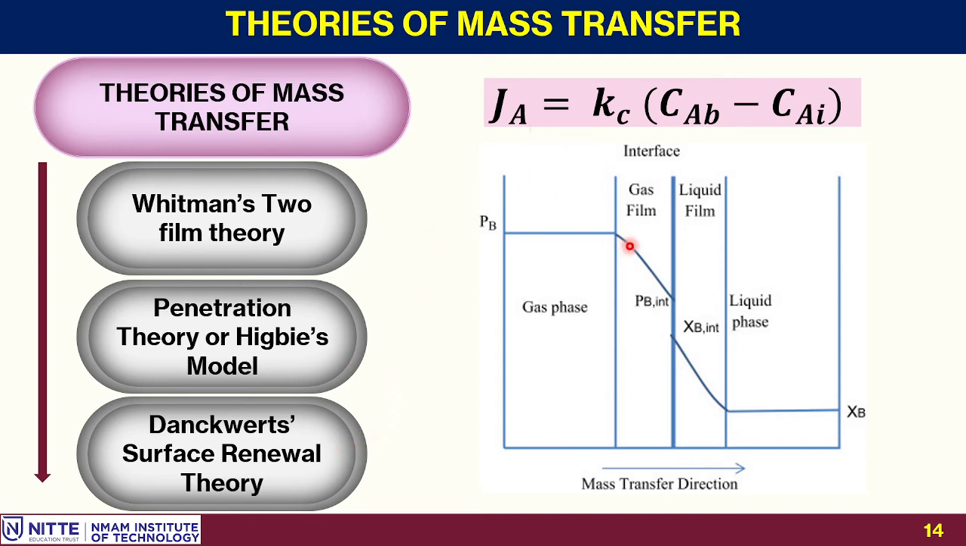In all of these, you observe that there is a bulk gas phase on one side. This is an example taken, gas to liquid mass transfer. It could be liquid to liquid, or solid to liquid, solid to gas. In all the cases it's possible. An example of gas to liquid is taken here. On one side you have the bulk gas phase, and on the other side you have the bulk liquid phase.